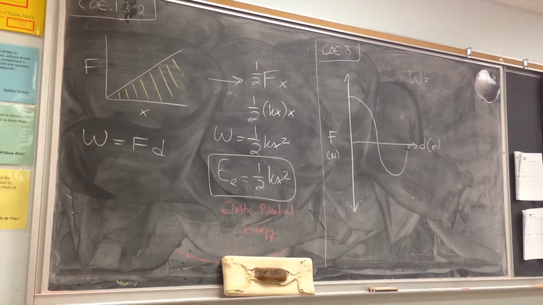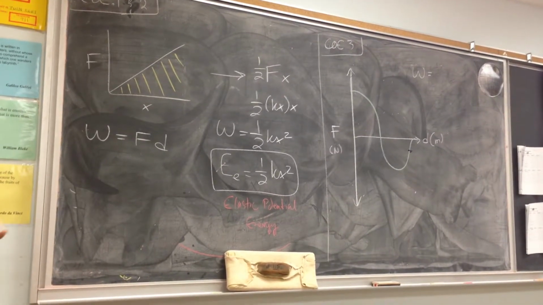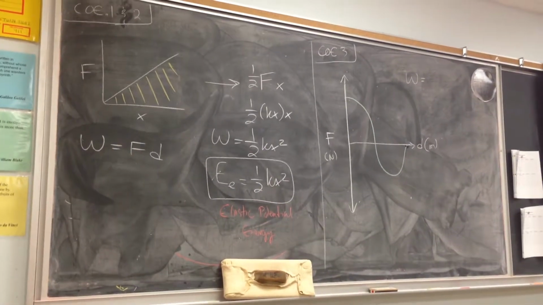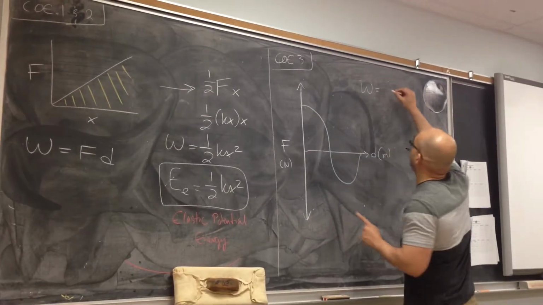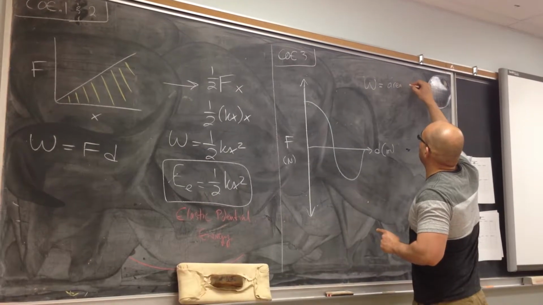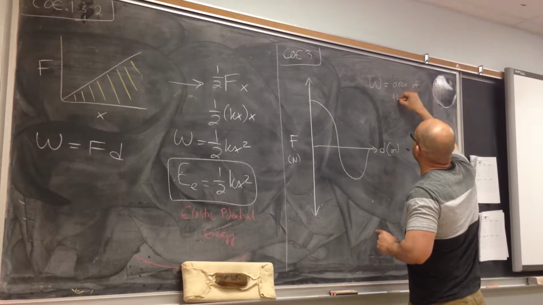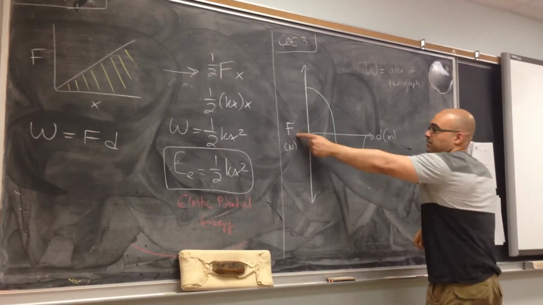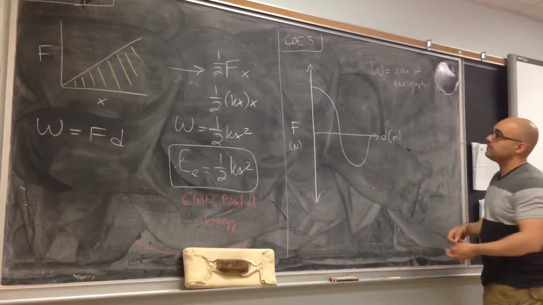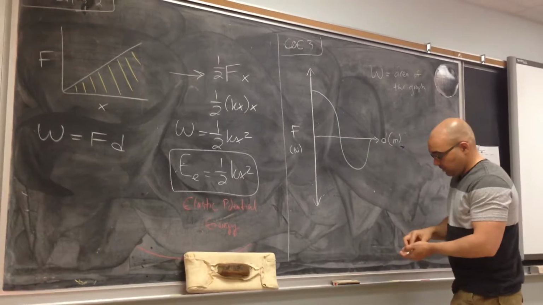This isn't a regular shape, so we can't just simply pull out our triangle equation or our area of a square, rectangle, or whatever equation. We have to do something a bit more complicated. It doesn't change the fact, though, that it's the area of the force versus distance graph. So we've got to find this area.